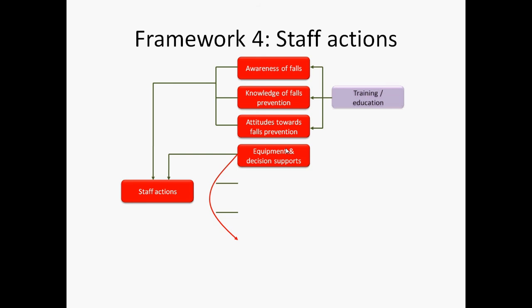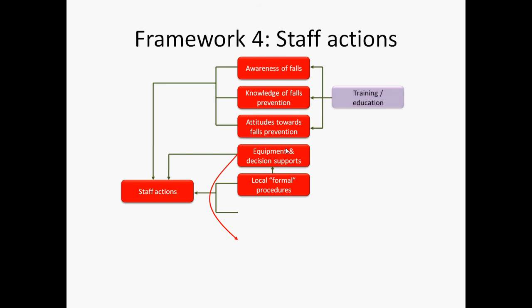The influence of equipment and decision supports. By the term decision supports, I'm referring to things such as falls risk screening tools and falls risk assessment forms, mechanisms that assist staff to consider the issue of falls. All these things are formal procedures normally, but also equipment such as lifting hoists, walking aids, and their availability on the ward are also other factors that enhance the opportunity of staff to engage in activities with patients that might reduce the patient's risk of falling.